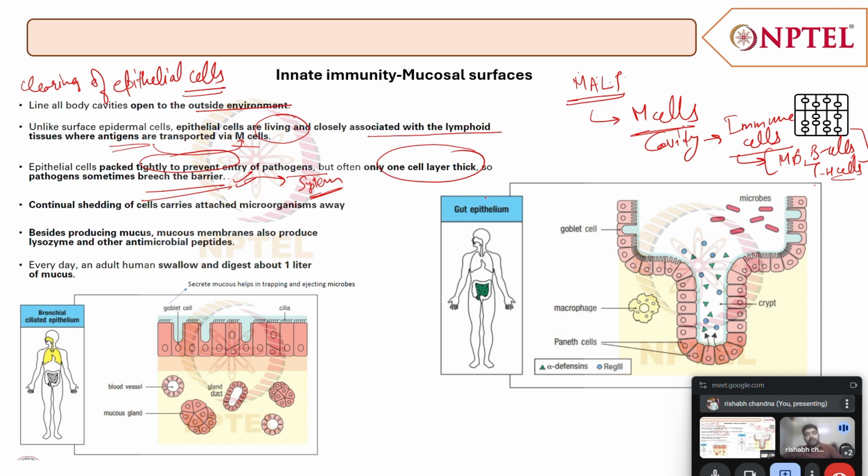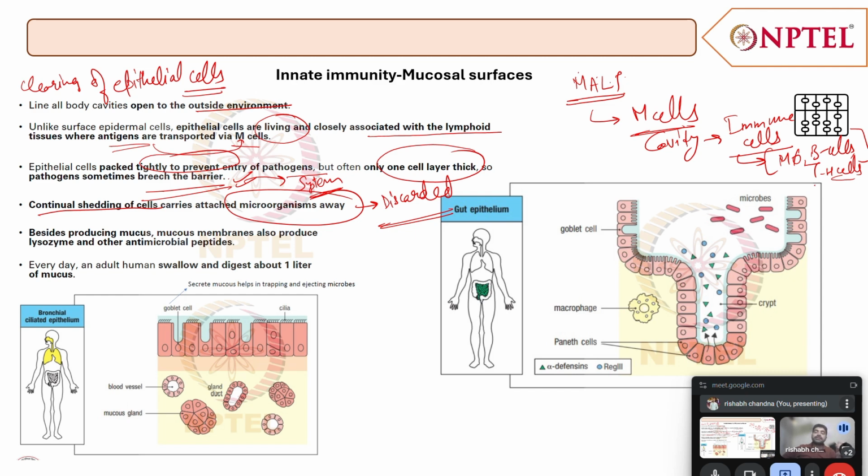And what happens is, if the layer traps certain microorganisms, then there is continual shedding of the cells, so the cells get renewed regularly and the attached microorganisms can easily be discarded from the body. This is the main thing that takes place on the skin as well as on all the mucosal surfaces, that they are continuously shedding.